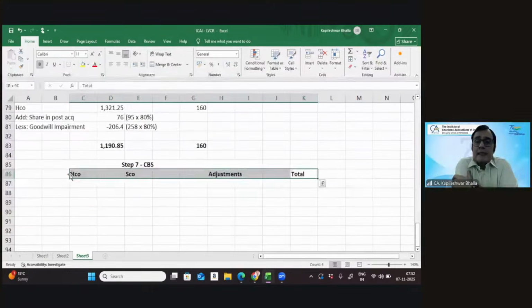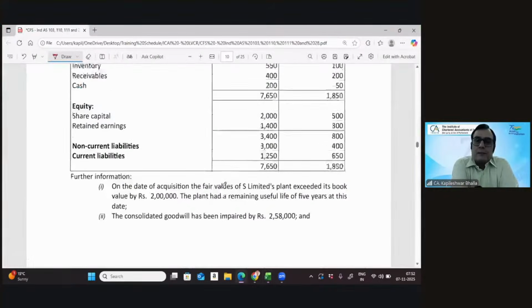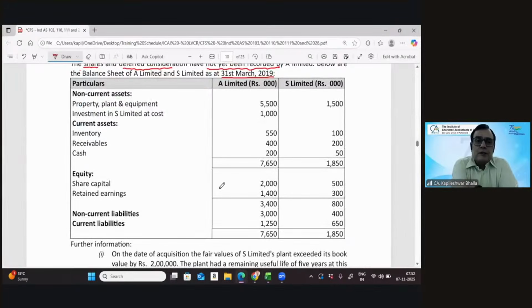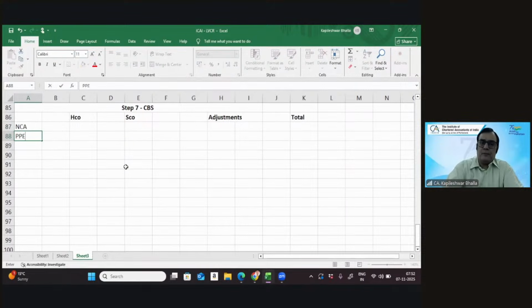It's a good idea that first of all, you copy the format of the consolidated balance sheet from the question itself and then proceed. That would be a better idea. So let me do one thing. Let's pick up the information. So we've got NCA. So let's take the non-current assets in which we've got the PPE and we also got the goodwill.